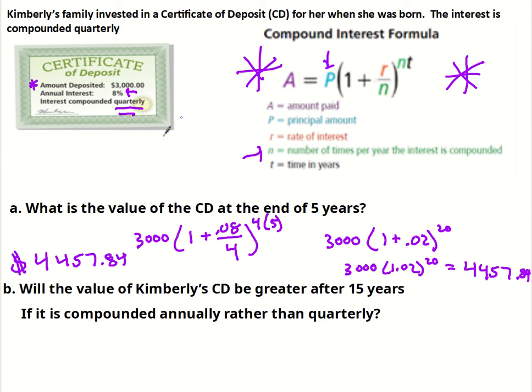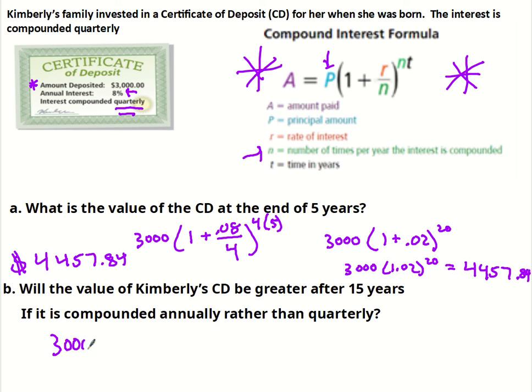Okay. Now, for part B, it's asking, will the value of this be greater after 15 years if it is compounded annually rather than quarterly? So 15 years if it's compounded annually rather than quarterly. So what I want to do here is annually means it's just compounded once a year. It's not compounded 4 times a year like quarterly. So what I want to do is I need to use 15 years in my formula.